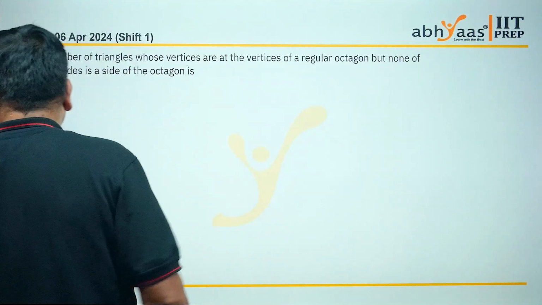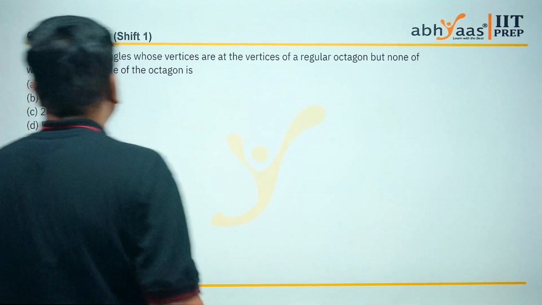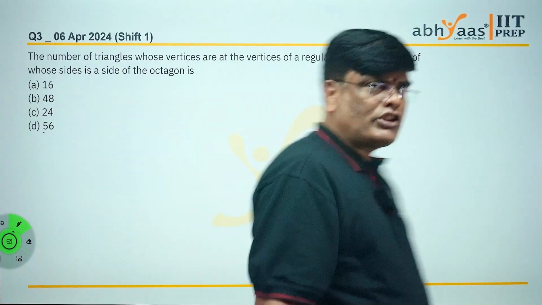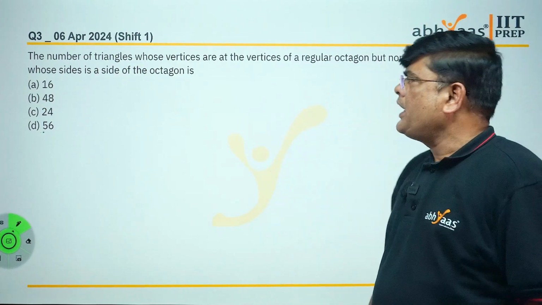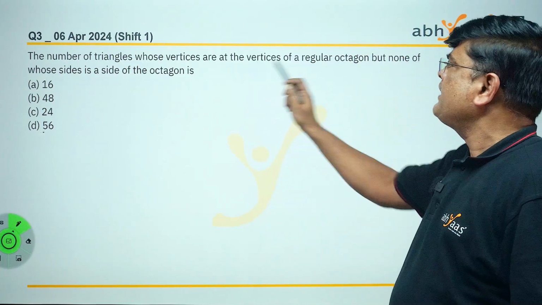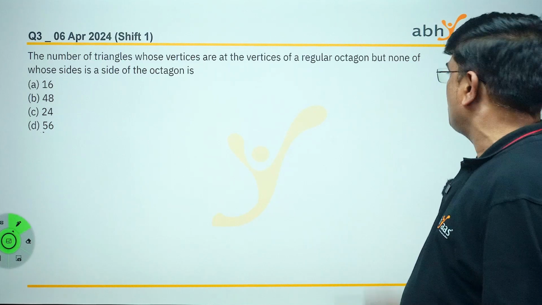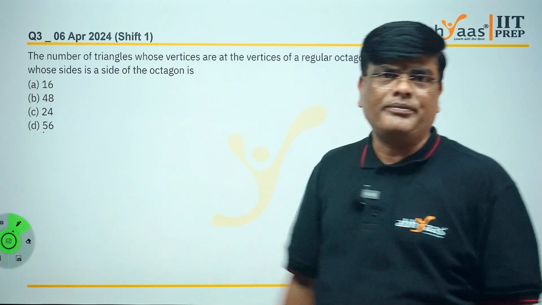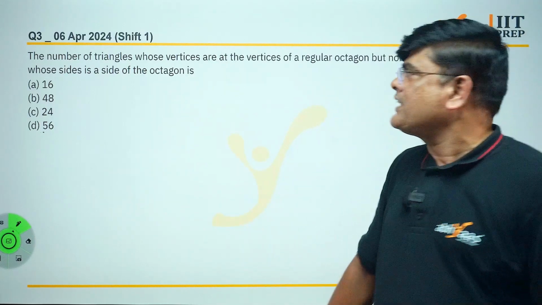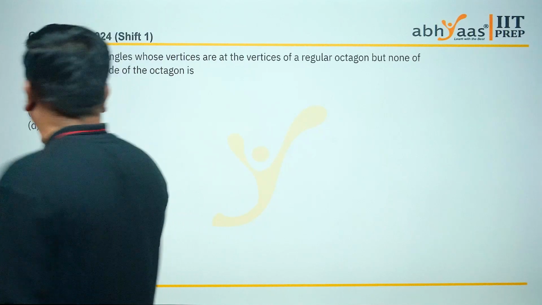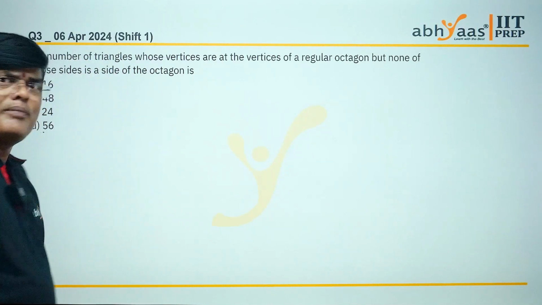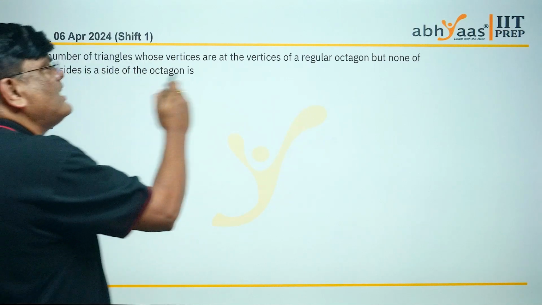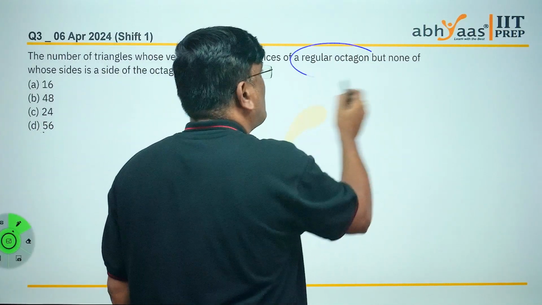Okay, students, now all of you see this question. Now the question is: the number of triangles whose vertices are at the vertices of a regular octagon, but none of whose sides is a side of the octagon, is. Okay, students, now try to understand this question. Here also we have to find the number of triangles. The main aim is to calculate the number of triangles whose vertices are the vertices of a regular octagon.